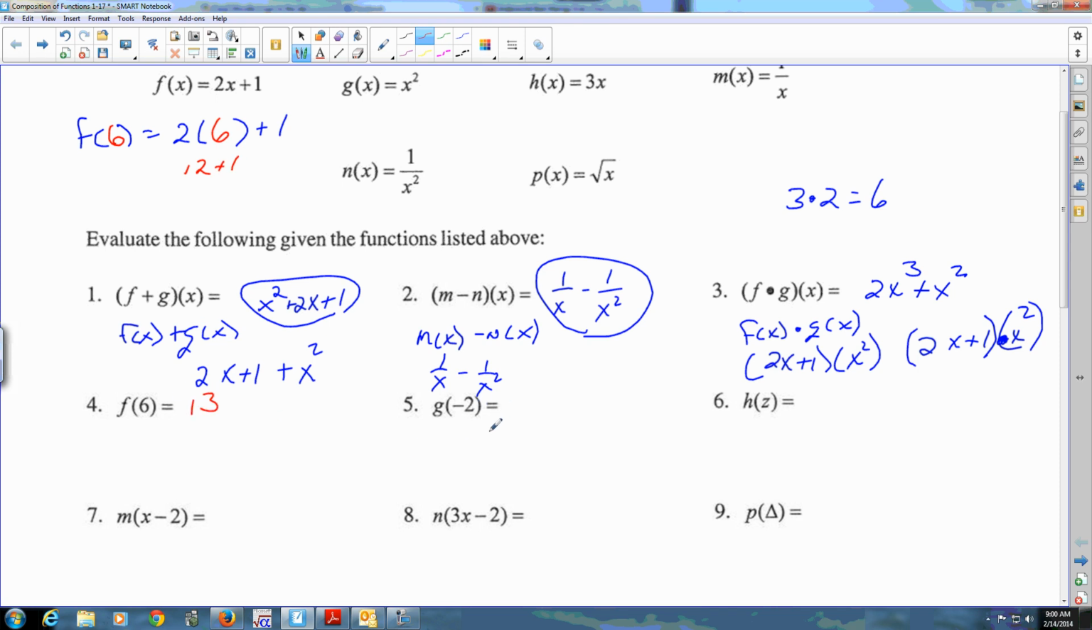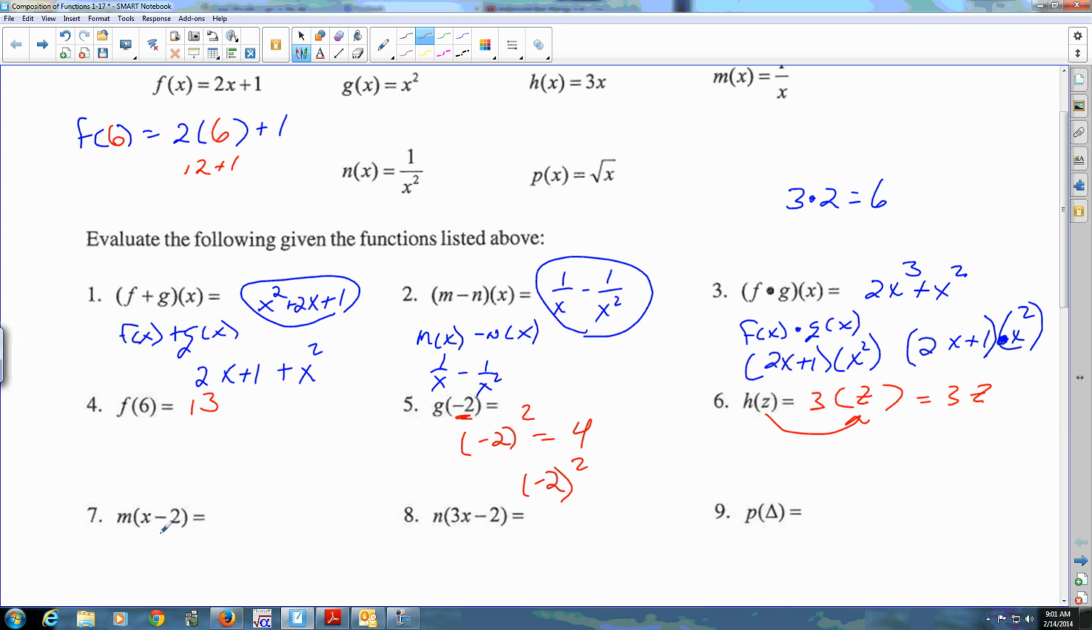G of negative 2. Write the function first without the variable, then fill the number in. So you get 4. This idea is going to become really important when we get to some of the harder ones. Write your function first without the variable, put a parenthesis in its place, then fill in whatever you're interested in. Okay? H of z, h is 3 times something, then fill into it z. So your answer is 3z.